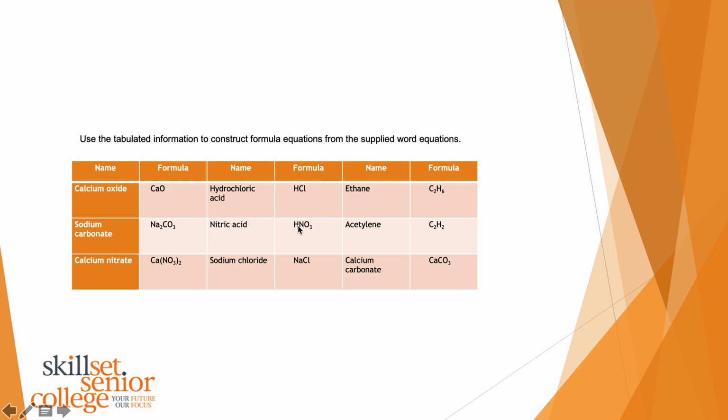Nitric acid is 1 hydrogen, 1 nitrogen, 3 oxygen, HNO3. Sodium chloride, which we've talked about already and should be familiar to you, is salt, remember? 1 sodium, 1 chlorine, NaCl. Ethane is something we haven't mentioned before. Ethane is a gas, C2H6, so it has 2 carbons and 6 hydrogens. Acetylene, depends how you pronounce it, is 1 carbon and 2 hydrogen. And then we have calcium carbonate, which is 1 calcium, 1 carbon and 3 oxygen, CaCO3.